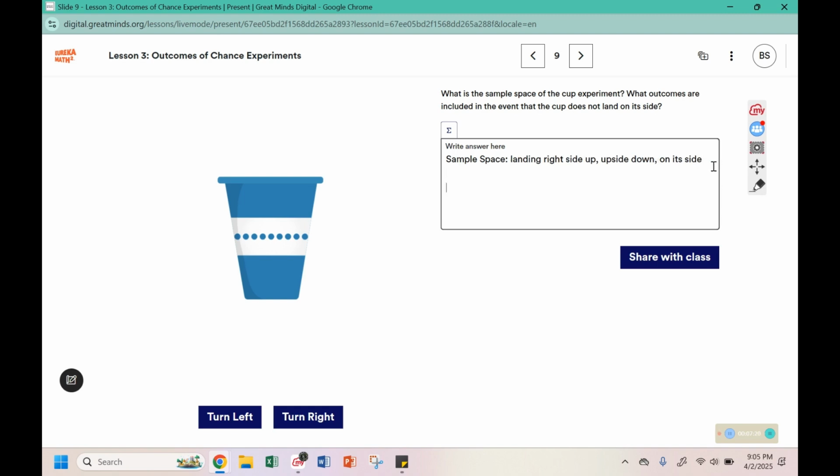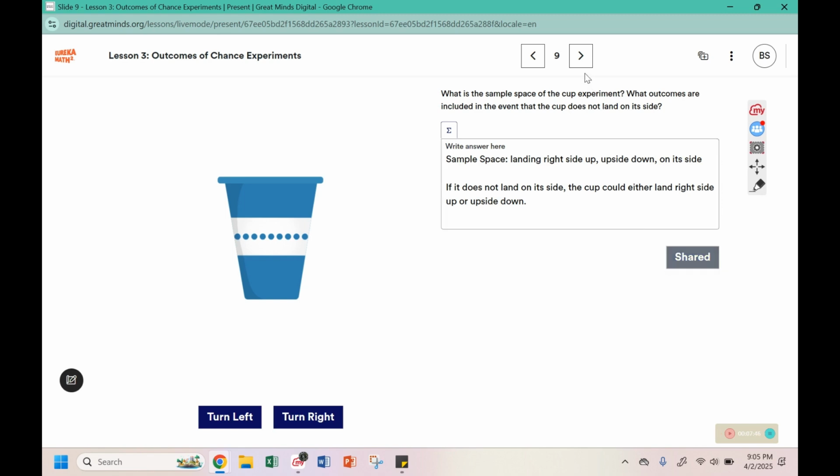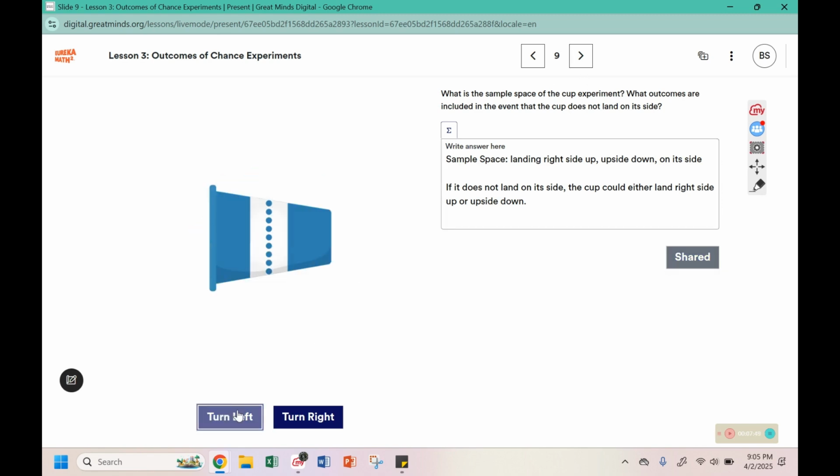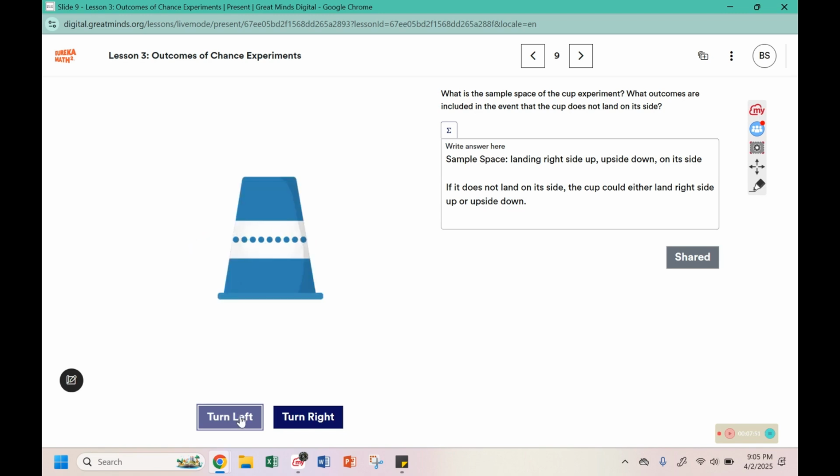Then it says what outcomes are included in the event that the cup does not land on its side. If it does not land on its side, the cup could either land right side up or upside down.